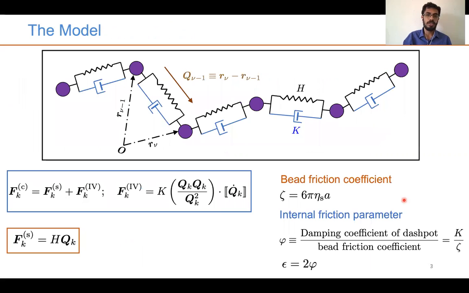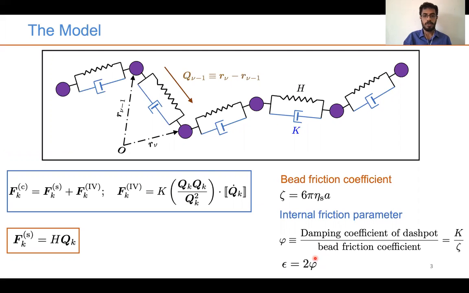The way we do that is through Brownian dynamics simulations of the bead spring dashpot model. The springs here of stiffness H represent entropic elasticity, and the dashpots of damping coefficient K provide the rate dependent restoring force that is characteristic of internal viscosity. The total force in a connector vector has contributions from both these elements, and we have considered a Hookean force law in the connector vector. Internal friction is quantified using the phi parameter, which is the ratio of the damping coefficient of the dashpot to the bead friction coefficient. You would sometimes also see the symbol epsilon being used to denote internal friction.